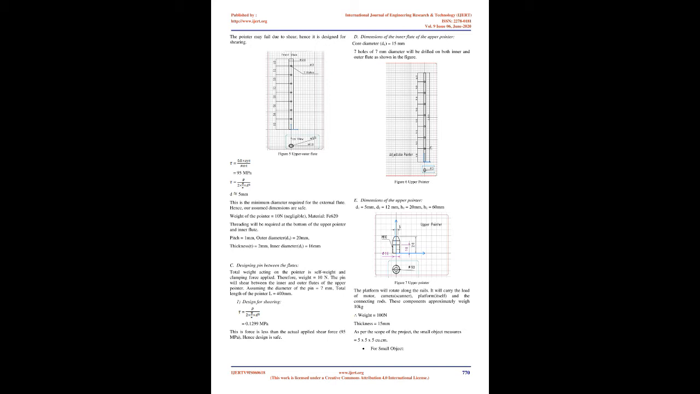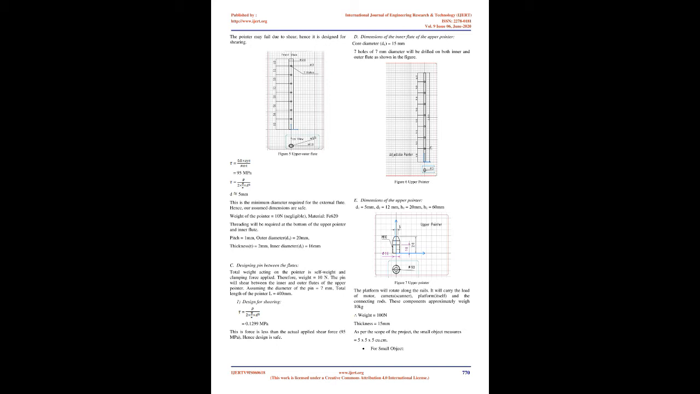To find the moment of inertia: D1 equals smaller diameter, D2 equals larger diameter, H1 equals height of the frustum part of the pointer, H2 equals height of the cylindrical part of the pointer. This is the minimum diameter required for the external flute. Hence, our assumed dimensions are safe. Weight of the pointer equals 10 N, negligible. Material, Fe620.